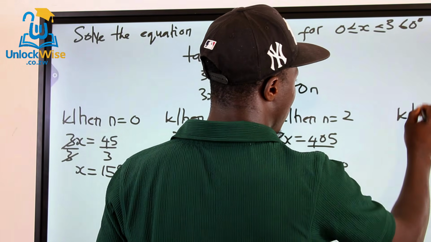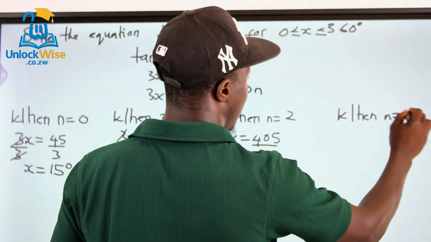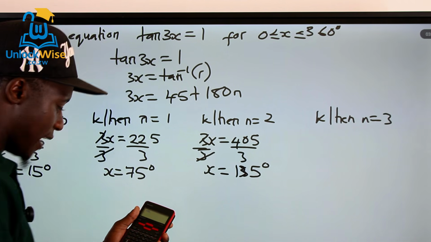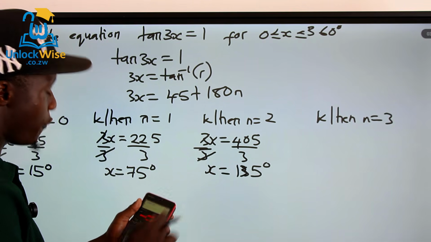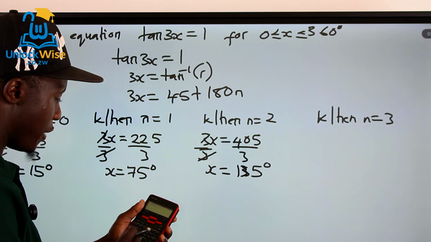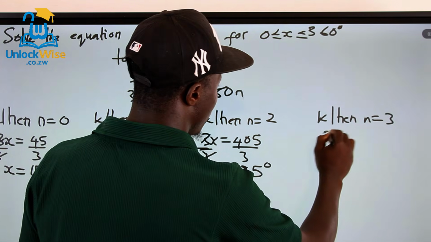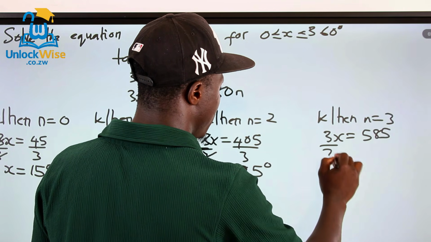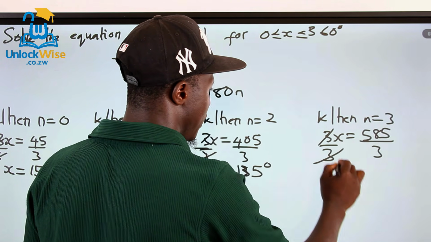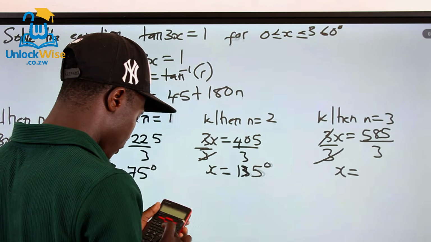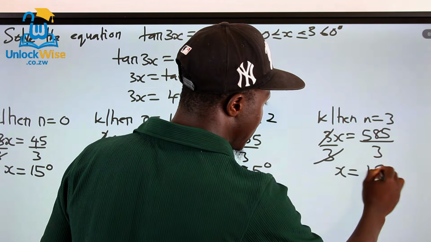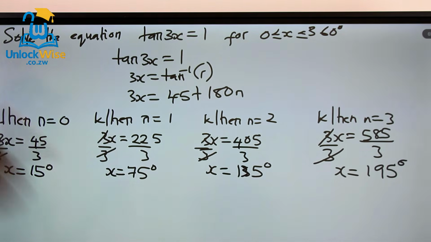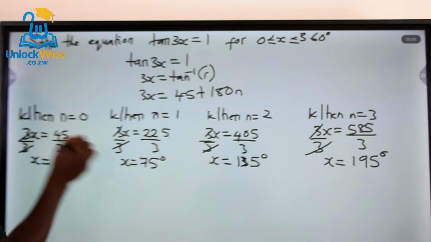What if n is equal to 3? When n is equal to 3, we are going to say 180 times 3, which is equal to 540, plus 45. We get 585. So 3x is equal to 585. We divide by 3. Then our x will be 105 degrees. As long as we are still in the range, we keep on putting in the values.